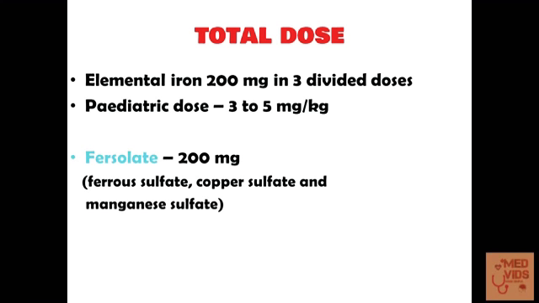It's important to know that Fersolate also has copper sulfate and manganese sulfate in addition to ferrous sulfate. And remember that Fersolate is a 200 milligram tablet, but the elemental iron content is just 60 milligram. The prophylactic dose for elemental iron is about 3 to 5 milligram per kg of body weight.